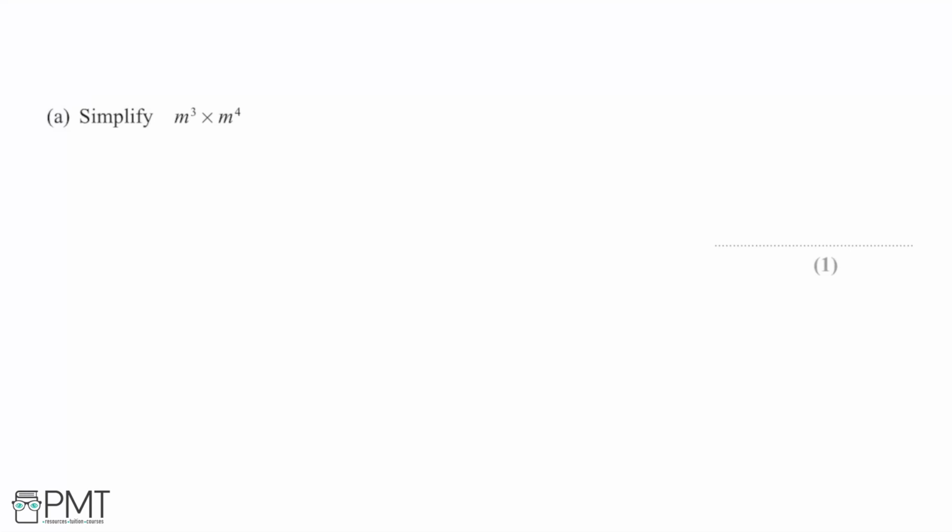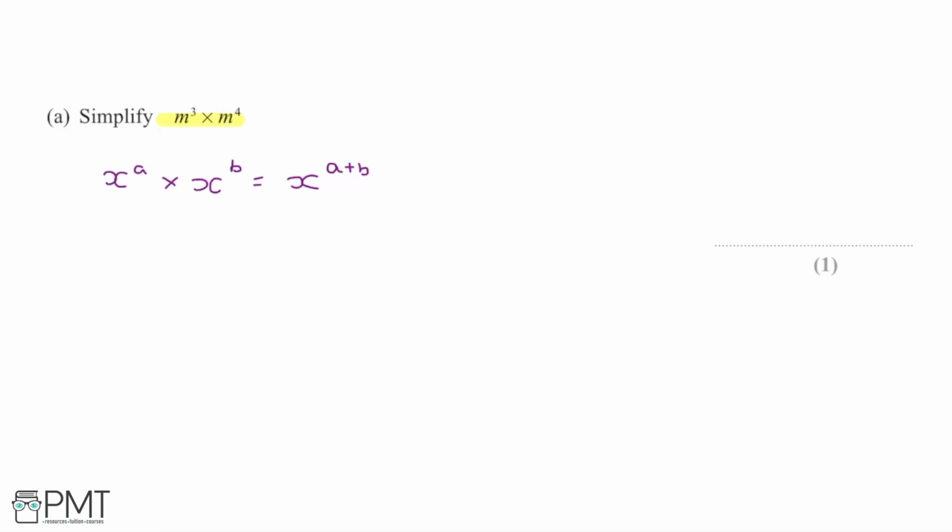So in the first part of this question, I'm asked to simplify m to the 3 multiplied by m to the 4. Initially, I've noticed that we're working with indices. We're working with two lots of m raised to different powers, and we're going to be multiplying them together. Thinking back to my laws of indices, when we multiply two values, I'm instantly thinking of an example such as x to the a multiplied by x to the b. What we do here is take the powers and add them together. So this would leave a result of x to the a plus b.